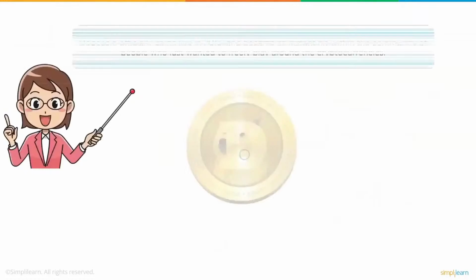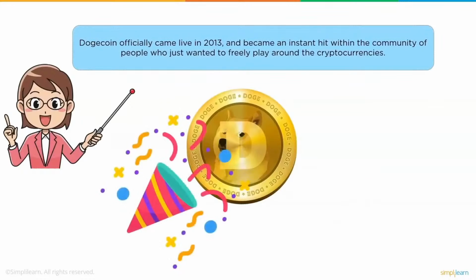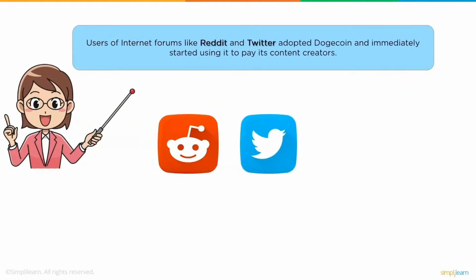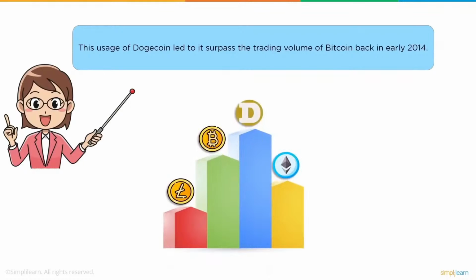Dogecoin officially came live in 2013 and became an instant hit within the community of people who just wanted to play around with cryptocurrencies freely. As I said earlier, Dogecoin was intended to be a joke for content creators, but they very well received it. Users of internet forums like Reddit and Twitter adopted Dogecoin and started tipping their content creators. This usage of Dogecoin made it surpass the trading value of other cryptocurrencies, specifically Bitcoin, in 2014.